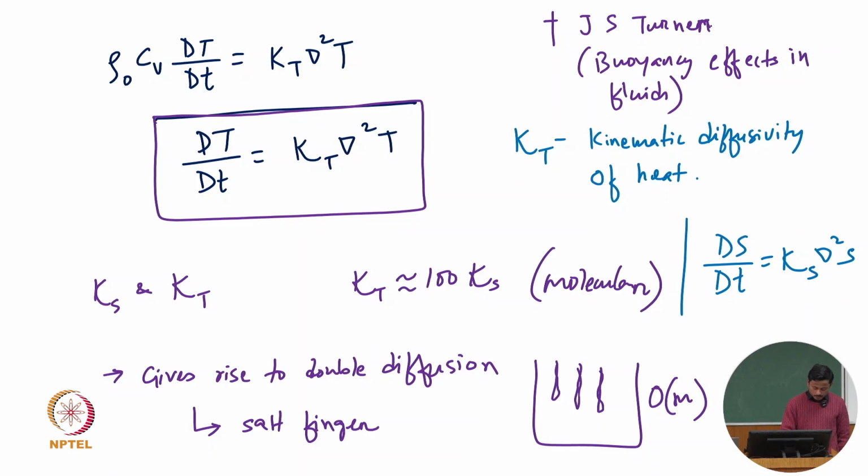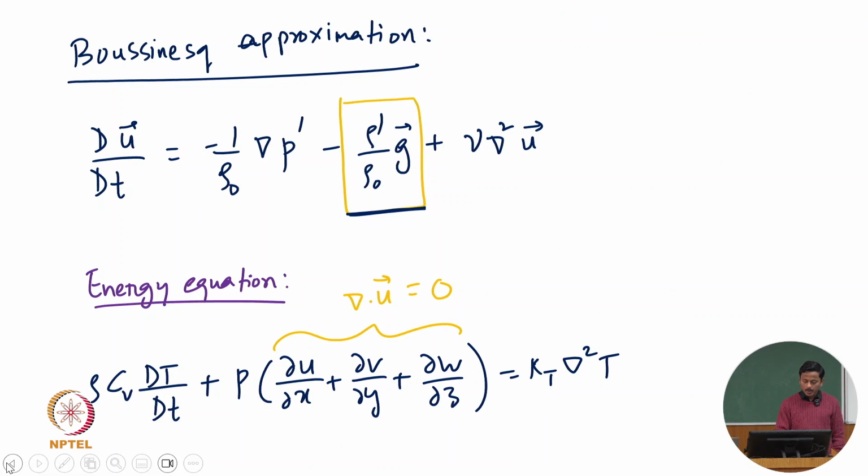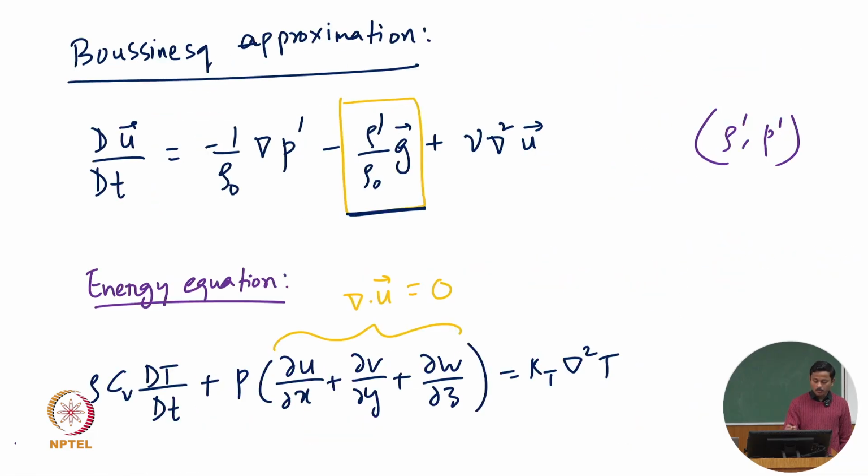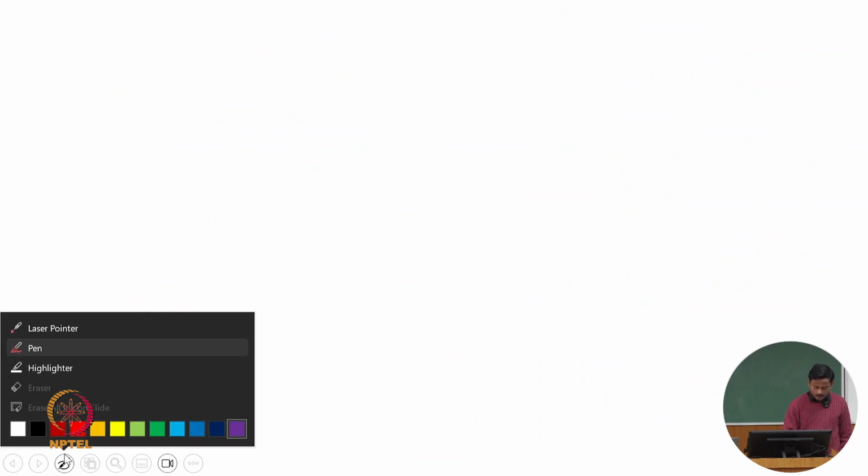Now in these equations, the total pressure and the total density do not appear. So we'll drop the primes from here onwards. These are only perturbation pressure and perturbation density. In this momentum equation only rho prime and p prime appear. The absolute density and absolute pressure do not appear. So we'll drop the primes, and we'll always assume those p and rho to be fluctuations over a mean value.